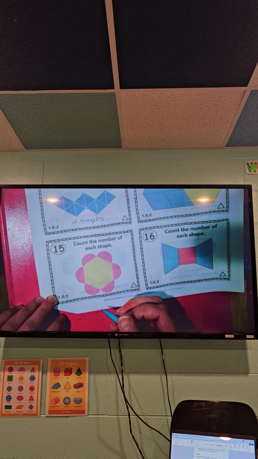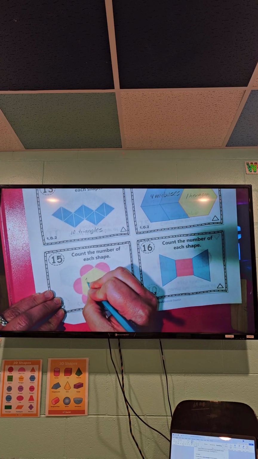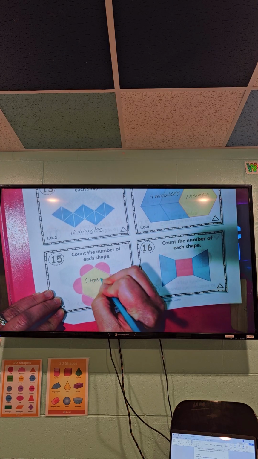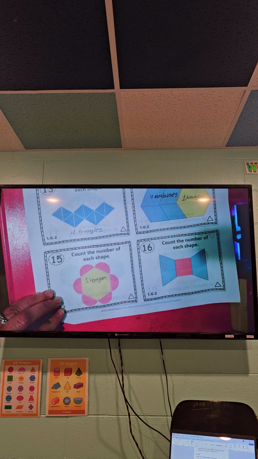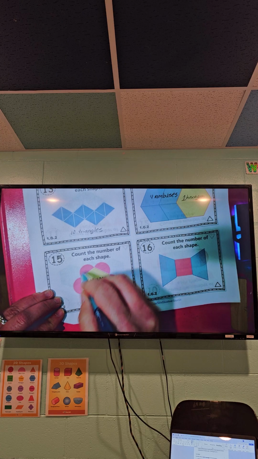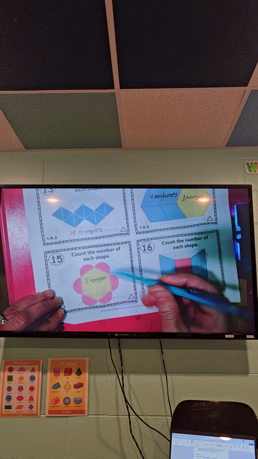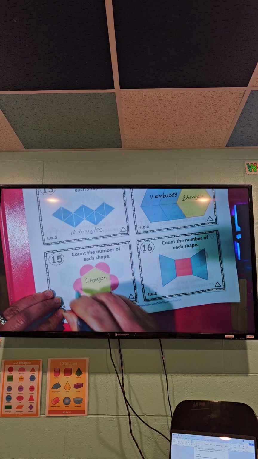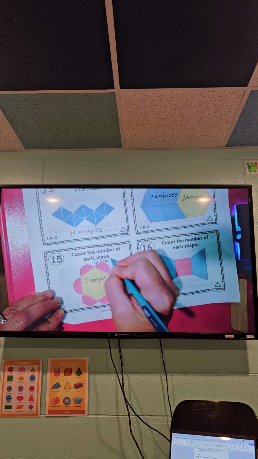Number 15, we have another big hexagon, so 1 hexagon. And how many of these semicircles do we have? Well, the hexagon is 6-sided, so we should have 6. 1, 2, 3, 4, 5, 6. 6 semicircles.